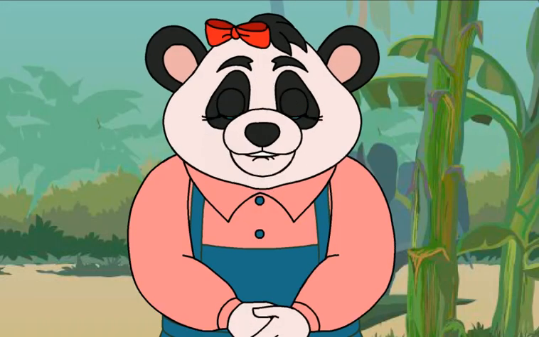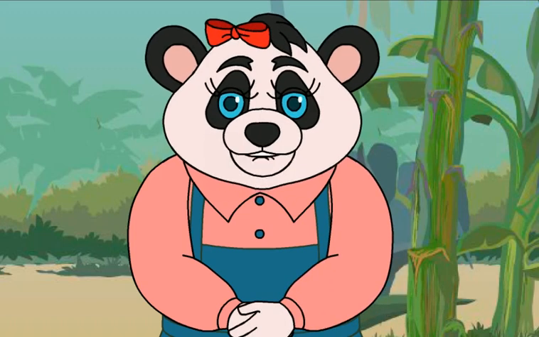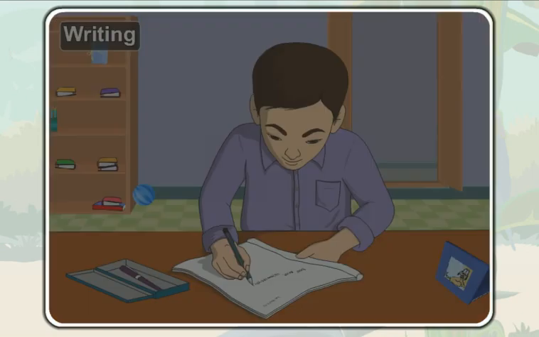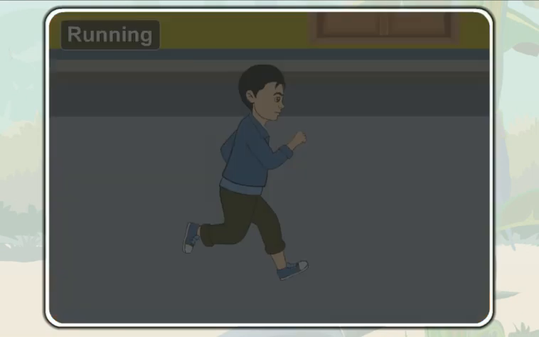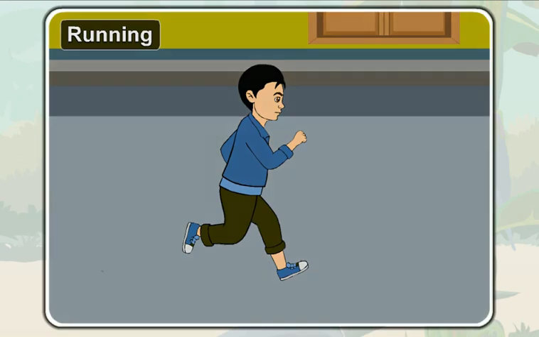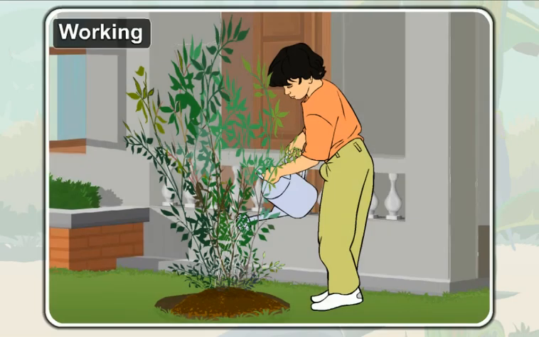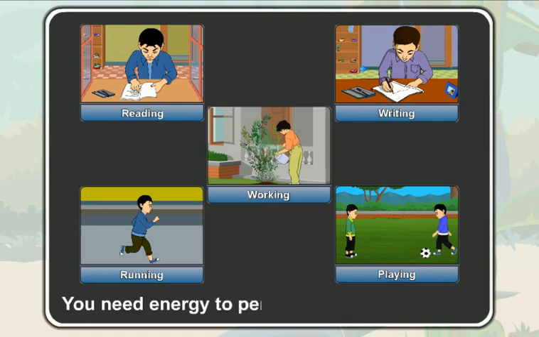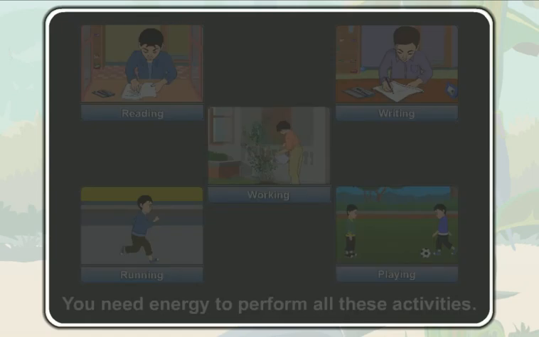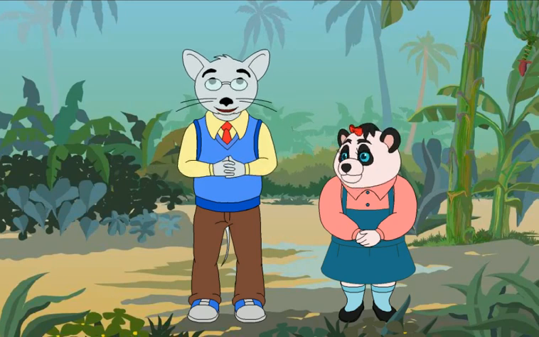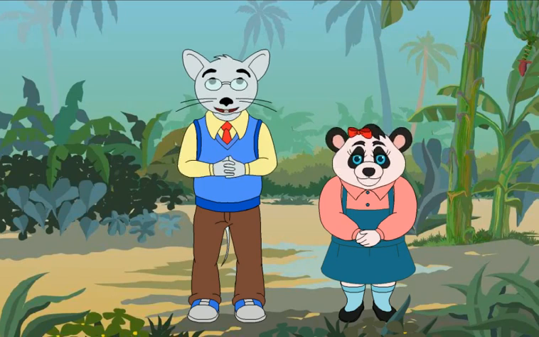You all perform various activities in your daily life. You read, you write, you run, and you play. Sometimes you work as well. You need energy to perform all these activities. All living things need energy to perform various activities.